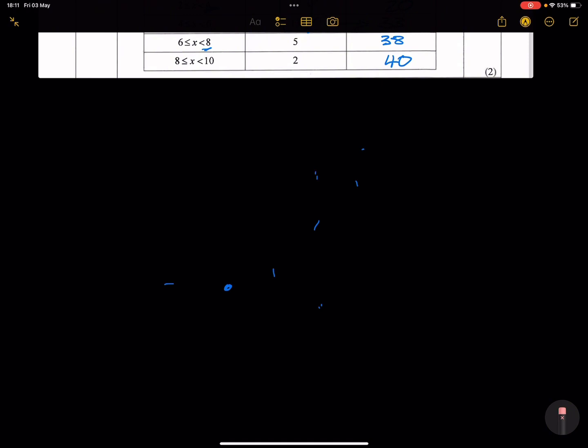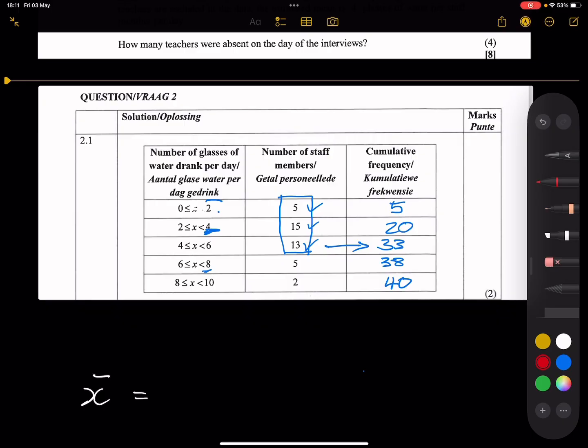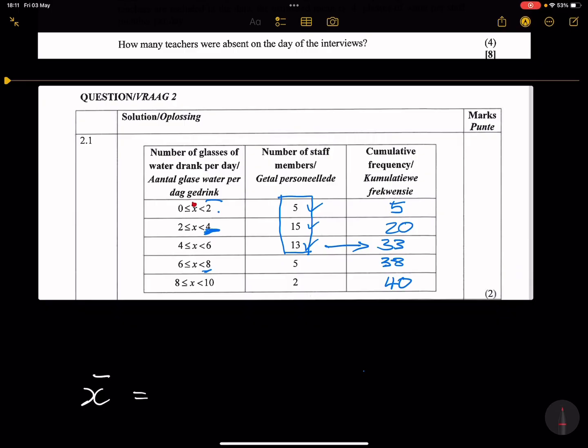Okay, so to get my mean for the cumulative frequency, I will always say x bar, the mean. Now remember, what I simply do is take the midpoint of my values there. Let me use a different color. I'm going to use the midpoint of this value here. So what would be the midpoint? The midpoint here is 1. The midpoint there is 3.